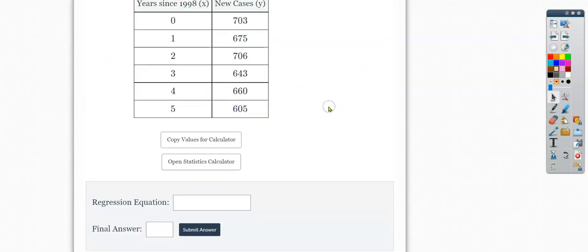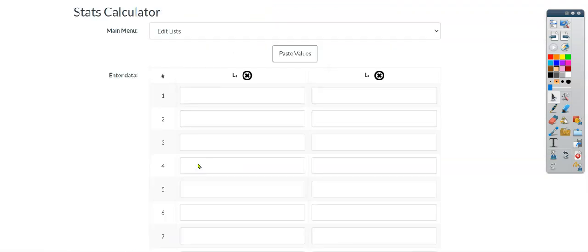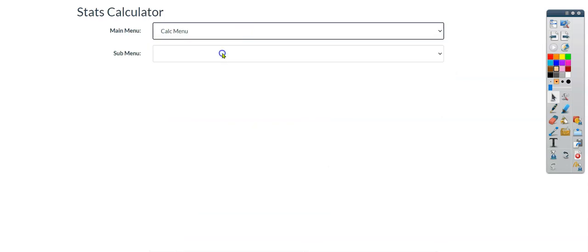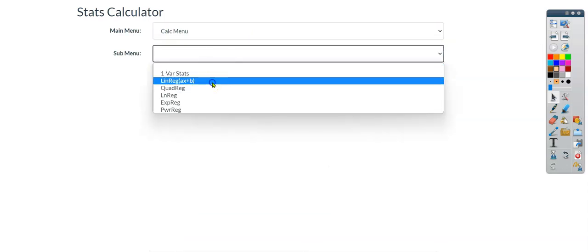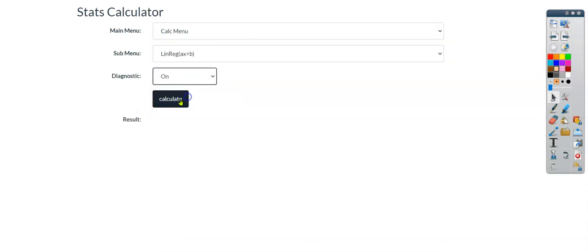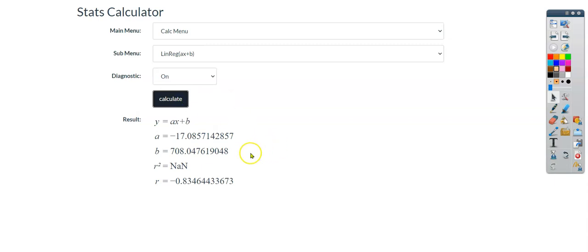whole number. Every question is different, and you can use either the Delta Math calculator by copying the values, opening the statistics calculator, pasting those values in, choosing the calc menu, choosing linear regression, and turning the diagnostics on to make sure it looks good, and then you can take a look.